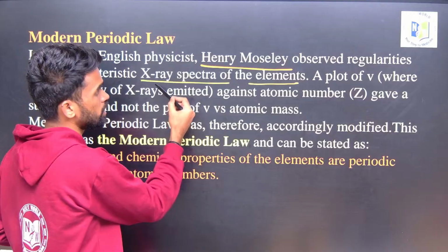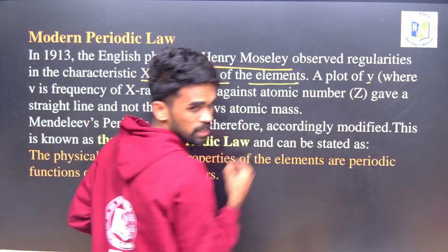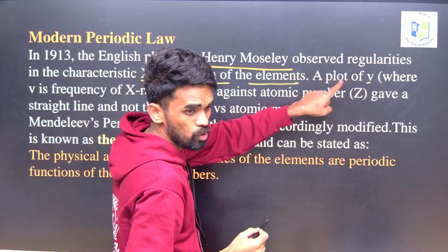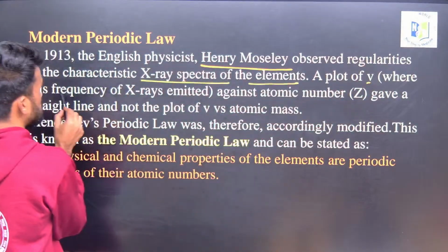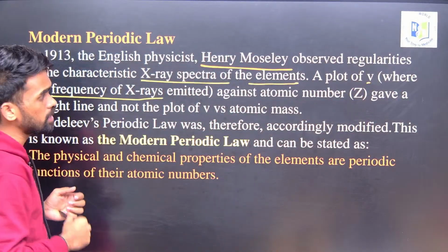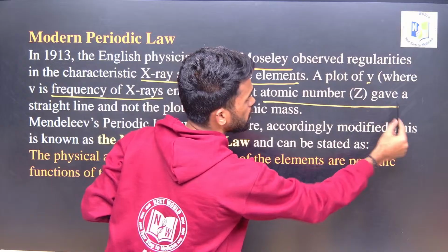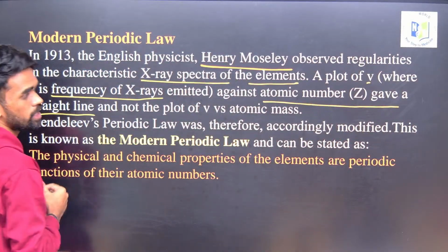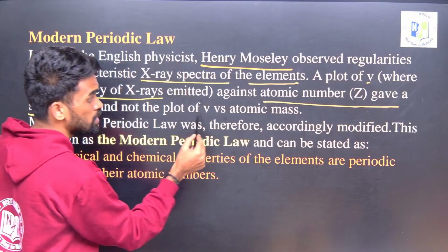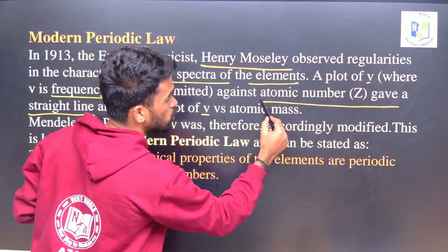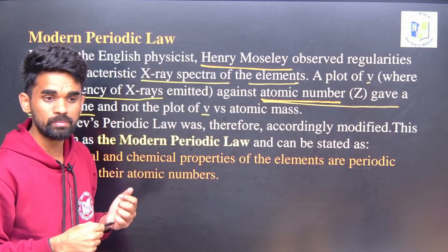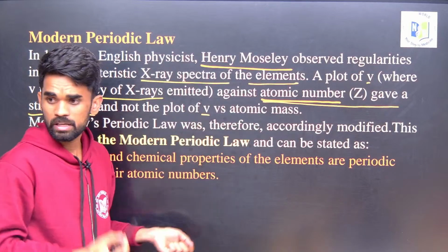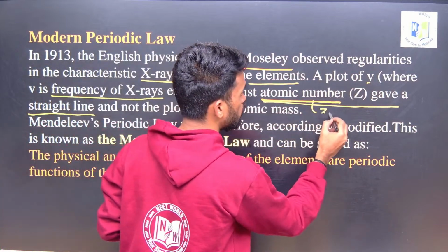During this he used some frequency, right? So he plotted the frequency of X-rays emitted against its atomic number. That gives a straight line. So that gives a straight line for what? Frequency versus its atomic number. How did he get this atomic number? He considered it from the number of protons.